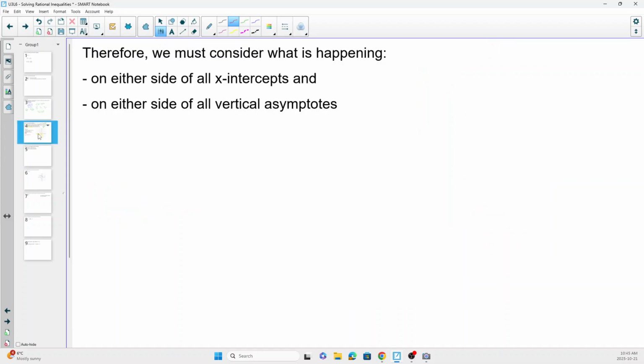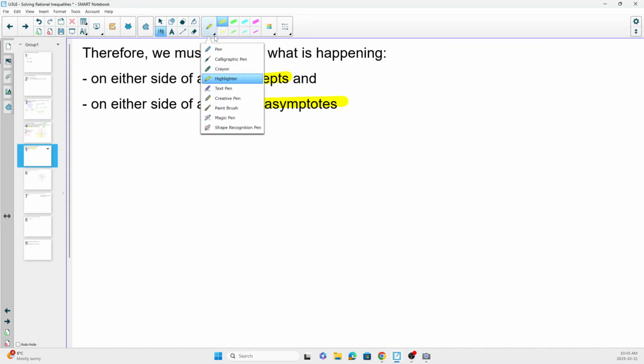What is important is that we have to consider what is happening on either side of all x-intercepts. That's old news. We used to do that with polynomials. But what is new is we also have to consider what's happening on either side of all vertical asymptotes, because vertical asymptotes are where the function has the possibility to change from positive to negative function values.